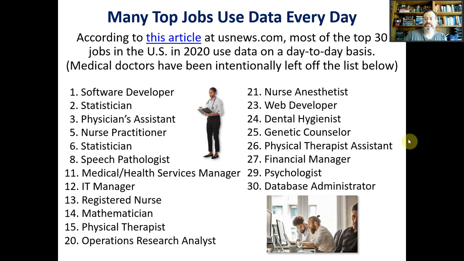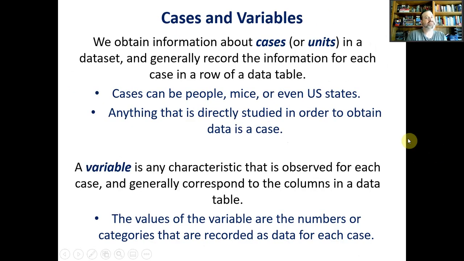All right, let's keep going. Back to the technical stuff. The data that we collect is information about cases, sometimes called units or subjects, and we generally record the information for each case in a row of a data table. Cases can be people, mice, or even US states. Anything that is directly studied in order to obtain data is a case. If you took a psychology class, maybe you've heard the expression case study. That's what it means. A case is just whatever is being directly studied.